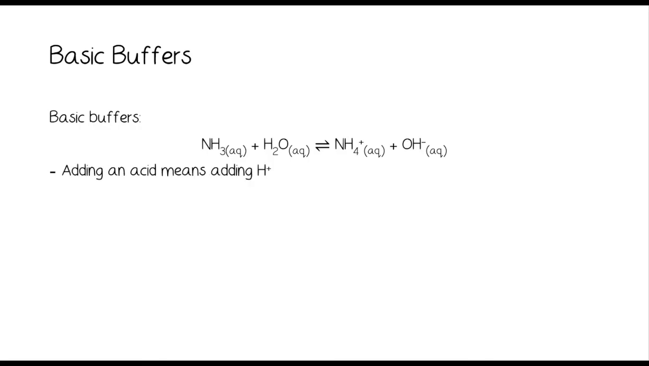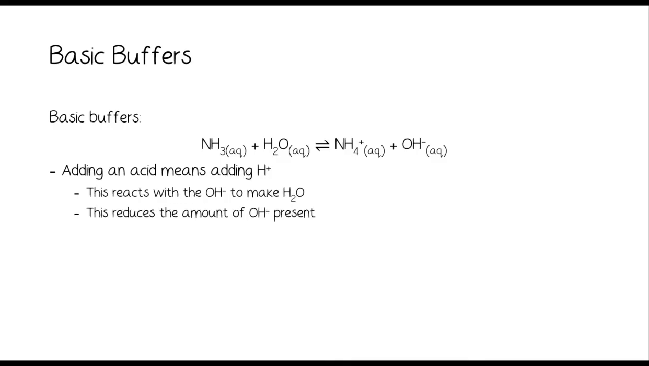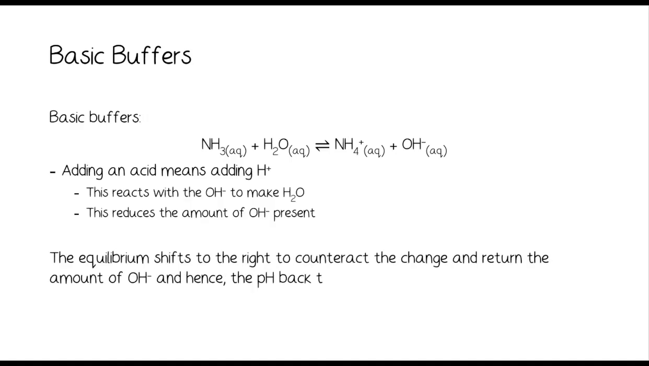Adding an acid means you're adding H+, so the H+ reacts with OH- and it gives you H2O. This reduces the amount of OH- present. So the equilibrium shifts to the right to counteract this change and return the amount of OH- back to normal. And since the OH- returns back to normal, the pH goes back to the original value as well.